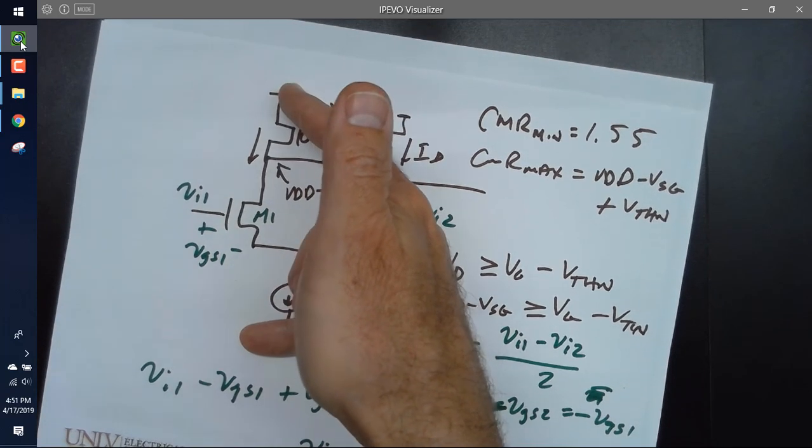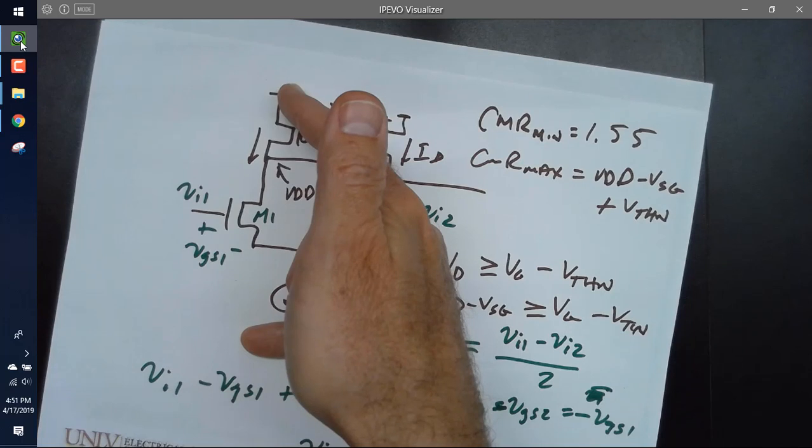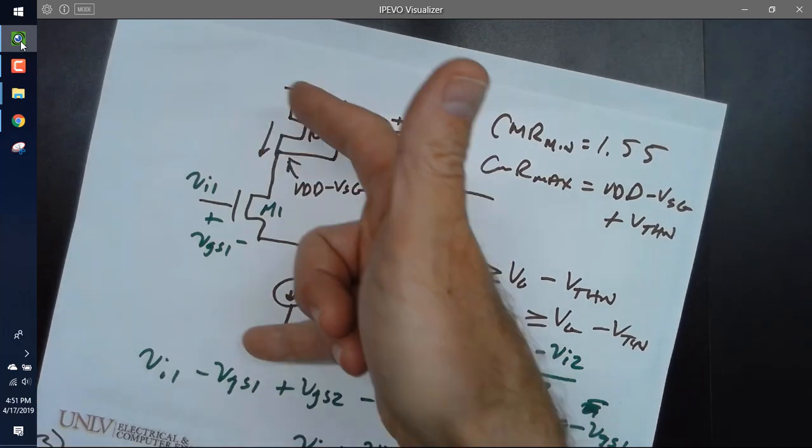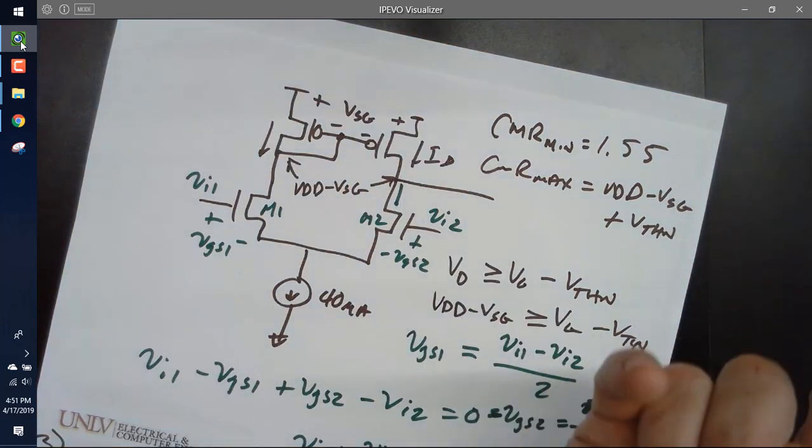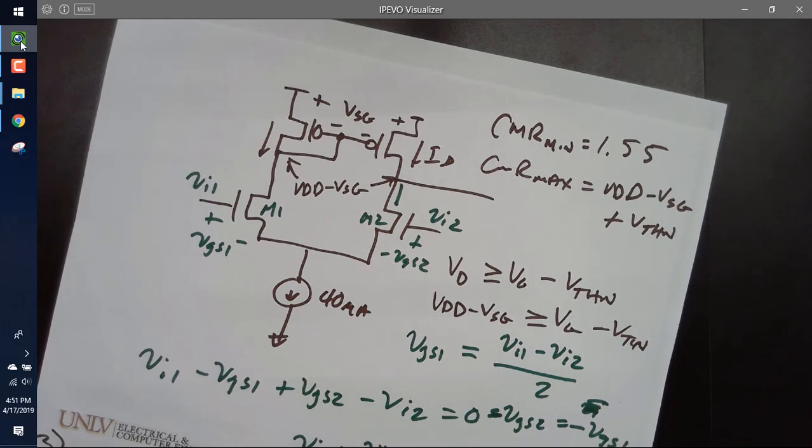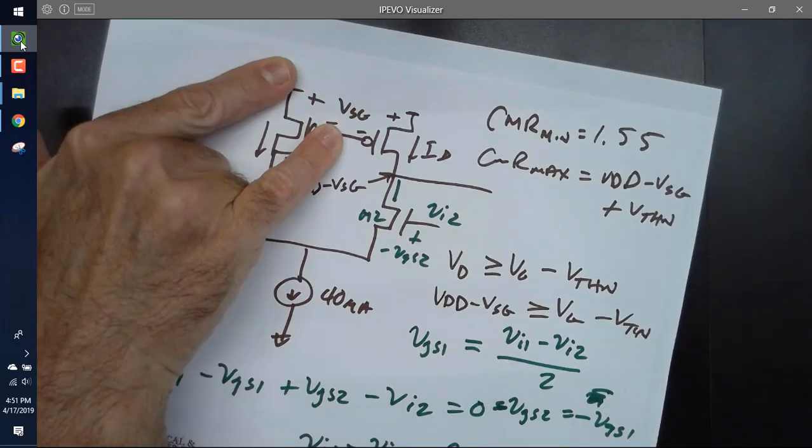So I'm going to suggest some circuits for you, all right? Now, note that this will work. You can get it to work, but it's easier if you pick an overdrive voltage that is low. So if I pick, say, 50 millivolts, what would be the VSG here?